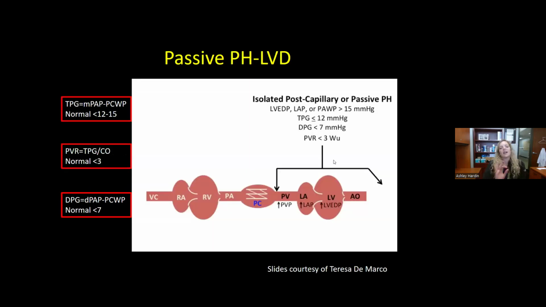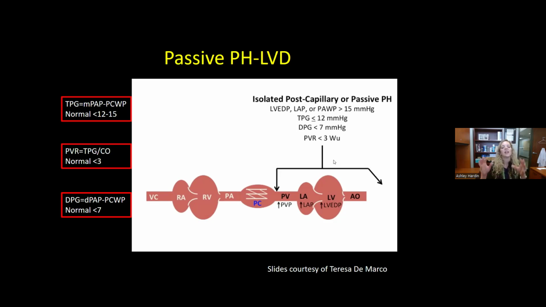Just briefly, everybody can come back to this and look at the data and look at the calculations, but passive PH due to left heart disease really is going to be backward pressure, right? So it's all due to elevated left-sided filling pressures that transmit back into the lungs and to the right side of the heart. A reminder how to calculate transpulmonary gradient: your mean PA pressure minus your wedge pressure. Normal is less than 12, I say 12 to 15-ish. Your pulmonary vascular resistance is that transpulmonary gradient over your cardiac output.